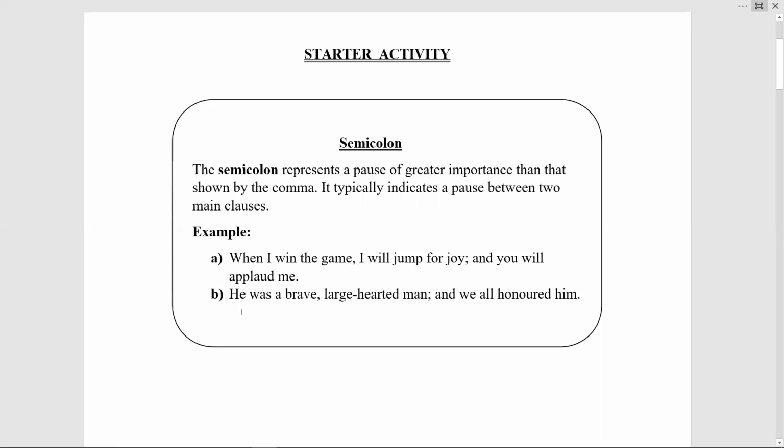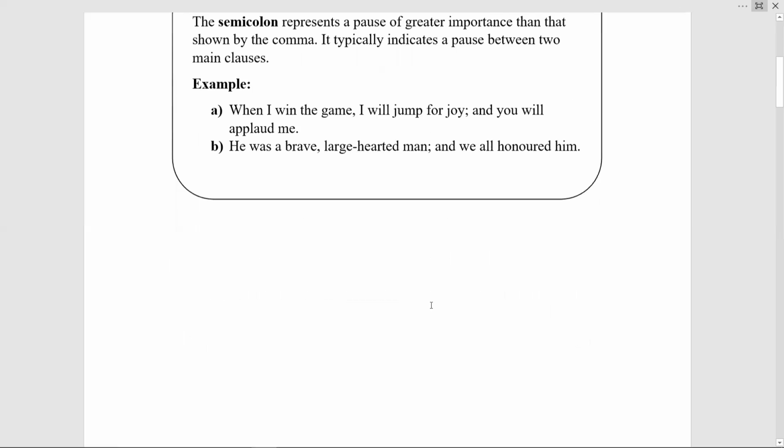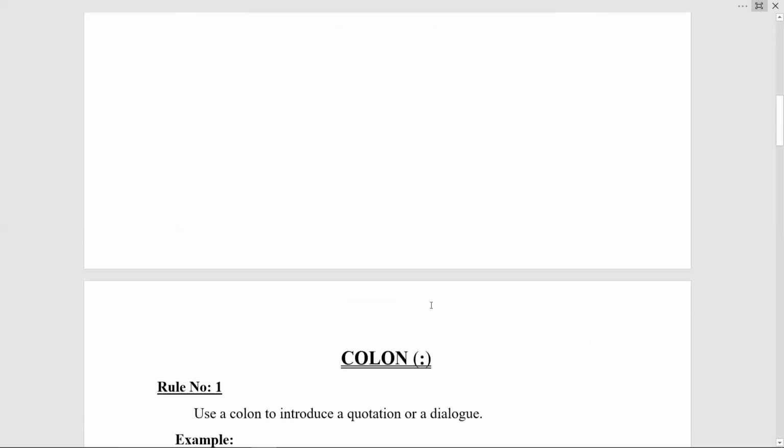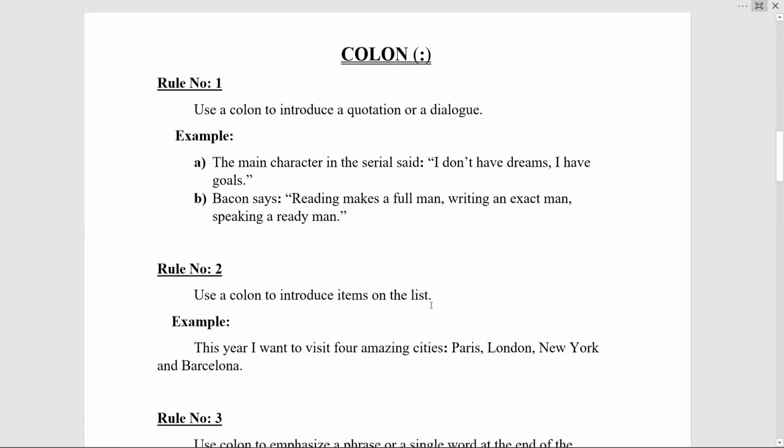Here's another example. He was a brave, large-hearted man; and we all honored him. These are two main clauses, and between them a semicolon has been put by the writer. My dear disciples, always remember that the pause of a semicolon is always larger than a comma, but shorter than a full stop. So we have successfully recalled semicolon. Let's move towards the main topic of today's class, which is colon.